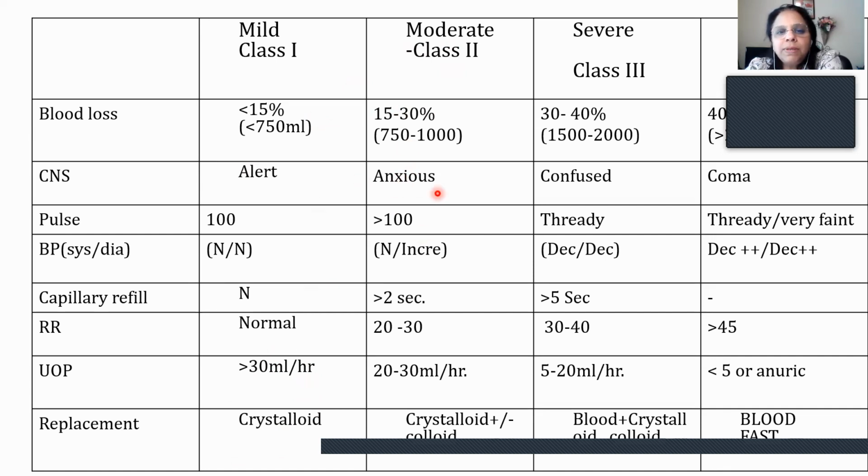So if the patient comes anxious, and you check the heart rate, it's very high, more than 100. The systole is a little normal, but the diastole is increased, so your pulse pressure is low, remember. And then the capillary refill is more than 2 seconds, so that's delayed. The respiratory rate is 20 to 30, so tachypneic. Urine output is marginal, dropping to less than 30. But the pathognomonic sign is the narrow pulse pressure, with a raised diastolic pressure and a high heart rate.